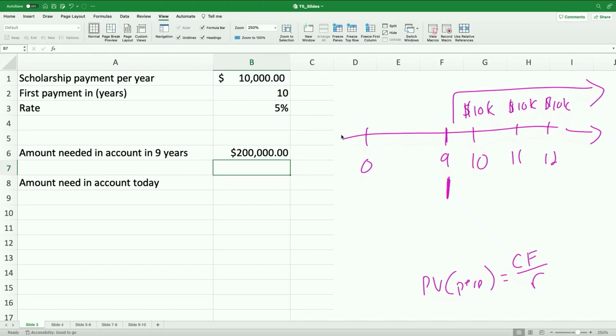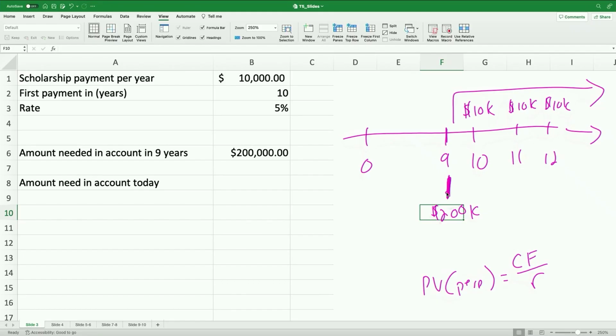Okay, so in order for us to pay scholarship winners $10,000 each year, starting in year 10 and on forever, we need to have $200,000 sitting in an account at time 9. Does that make sense? We need $200,000 sitting in an account at time 9 that will feed $10,000 scholarships starting in year 10 and on forever.